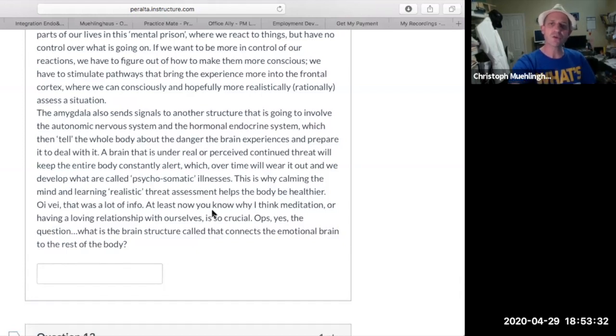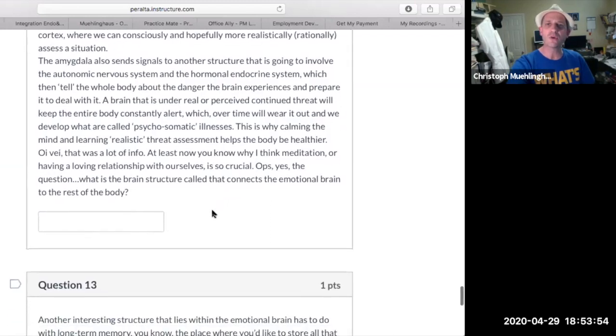The amygdala also sends signals to another structure that is going to involve the autonomic nervous system and the hormonal and endocrine system, which then tells the whole body about the danger the brain experiences and prepares it to deal with it. A brain that is under real or perceived continuous threat will keep the entire body constantly alert, which over time will wear it out. And we develop what are called psychosomatic illnesses. This is why calming the mind and learning realistic threat assessment helps the body to be healthier.